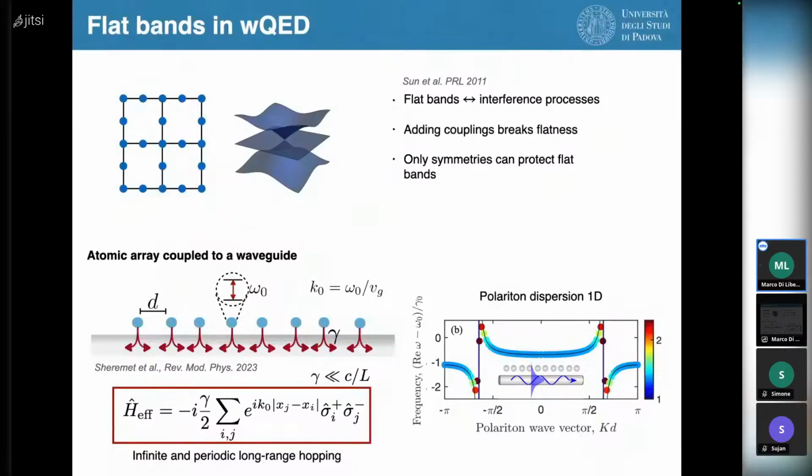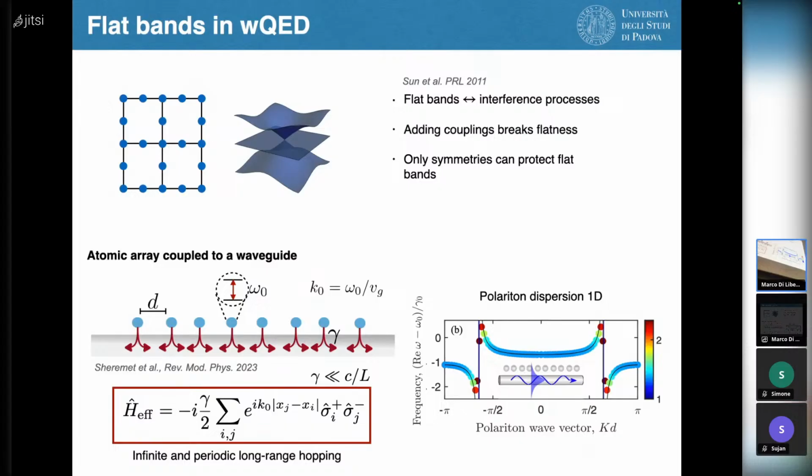So this is probably a Hamiltonian or a model that you know very well: a one-dimensional waveguide with an atomic array, where photons can be emitted bidirectionally into the waveguide. This generates long-range couplings, which are periodic and in principle do not decay. Now, an excitation can jump from any atom in the array to any other, mediated by the photons that go through. And this is the polaritonic dispersion in 1D.